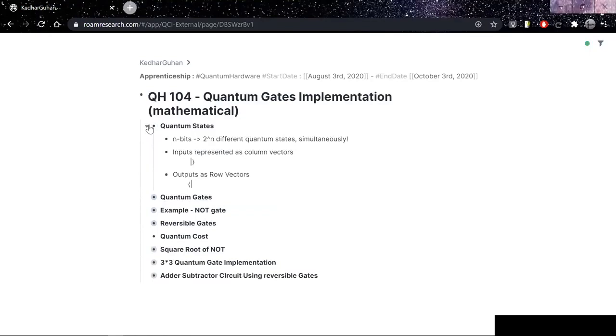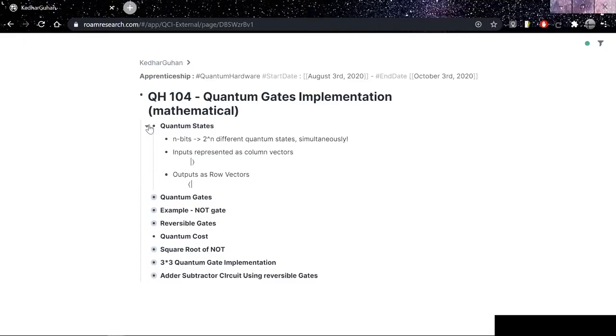Okay, so let's start with the definitions of basic terms here. When we talk about quantum states, classical states are very straightforward. We have n bits, then we have 2 power n states possible, but at any time only one state is there. In quantum, the level of parallelism is huge. We can have 2 power n different quantum states simultaneously.